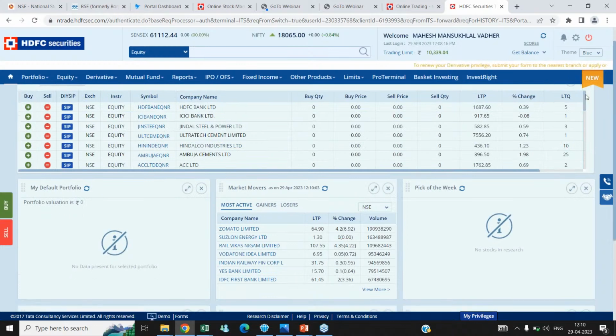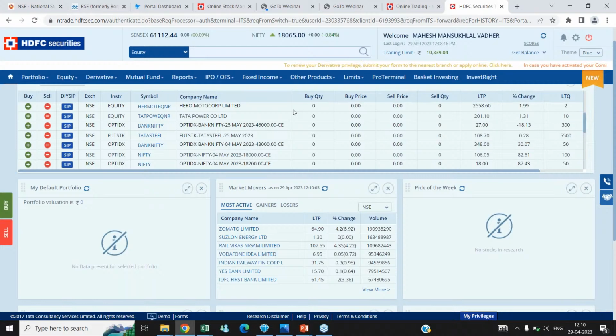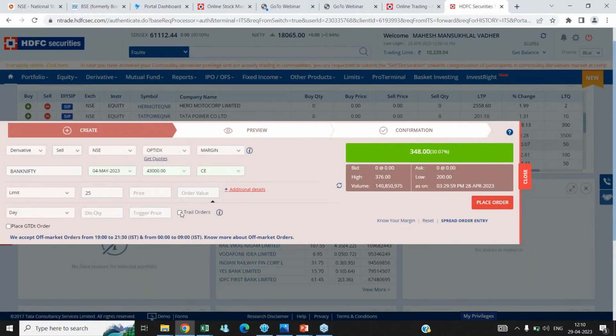So here, if you check, now suppose you want to place a trailing stop loss on a 43,000 call option. The current market price is 348. Now how can you do it? Let us understand. You need to click on sell, then click on additional details and trail orders.